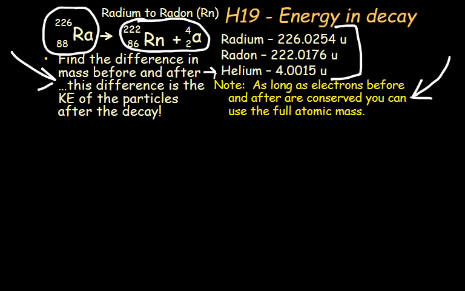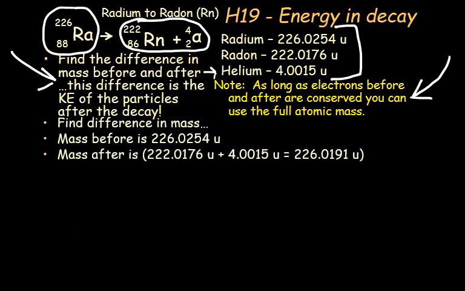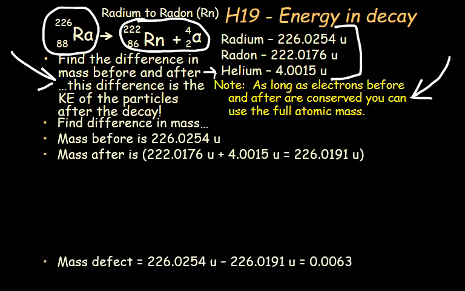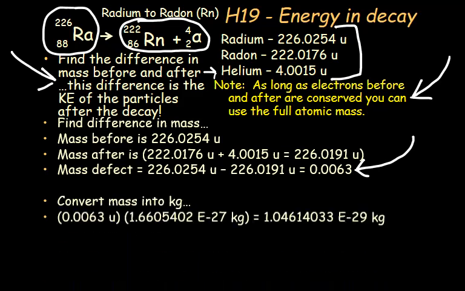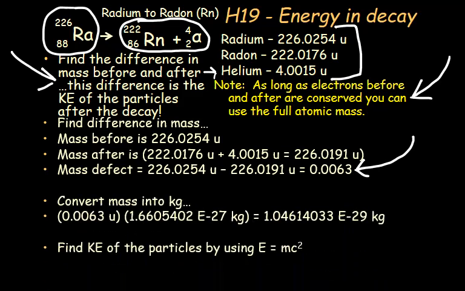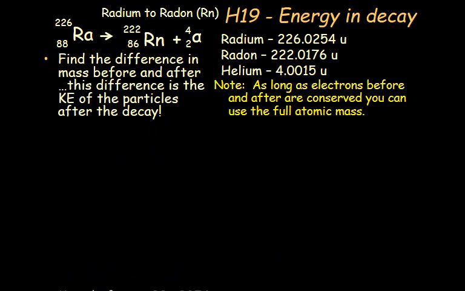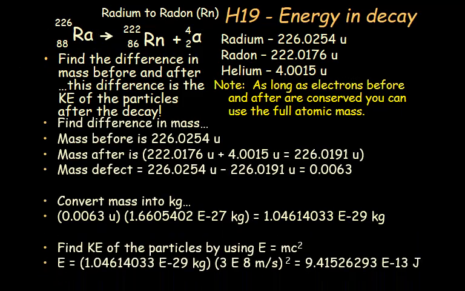So what we can do then is take a look at the mass before, which is 226.0254 u. We can get the difference in mass. Afterwards, it's radon plus helium. And we can get the mass defect. We'll subtract the two. So this is the difference in mass before and after. Therefore, if we get that mass in kilograms and we use E equals mc squared, that energy will come out to be this, and that is the kinetic energy of the particles.